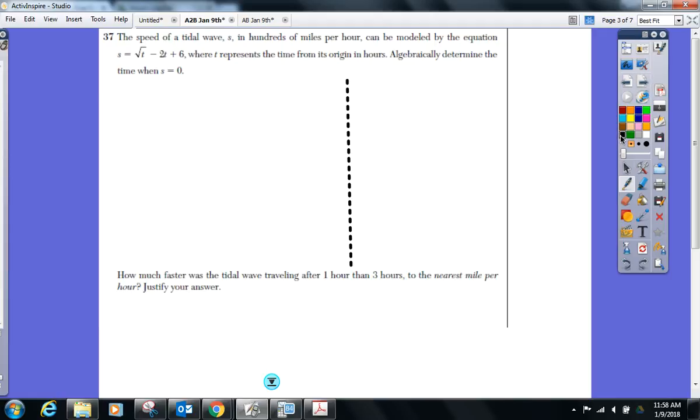All right, just make sure we know what each variable means. S is the miles per hour, and T is time. Determine the time when S equals 0. So where are you plugging the 0 in for? S, and solving for T. All right, here we go.